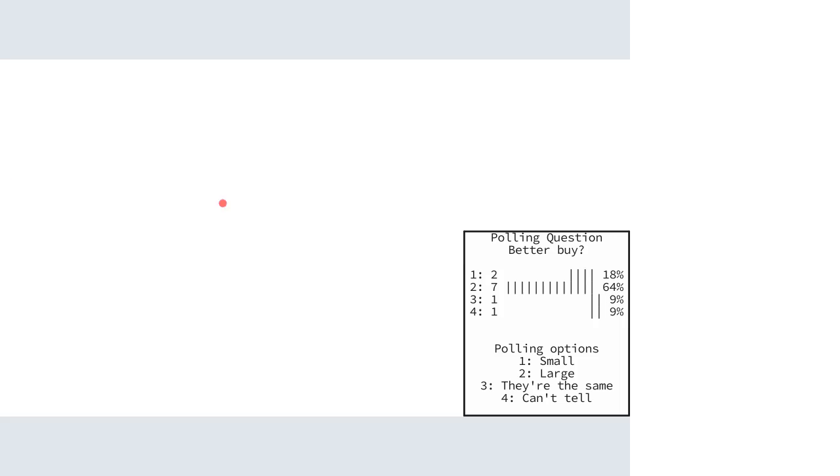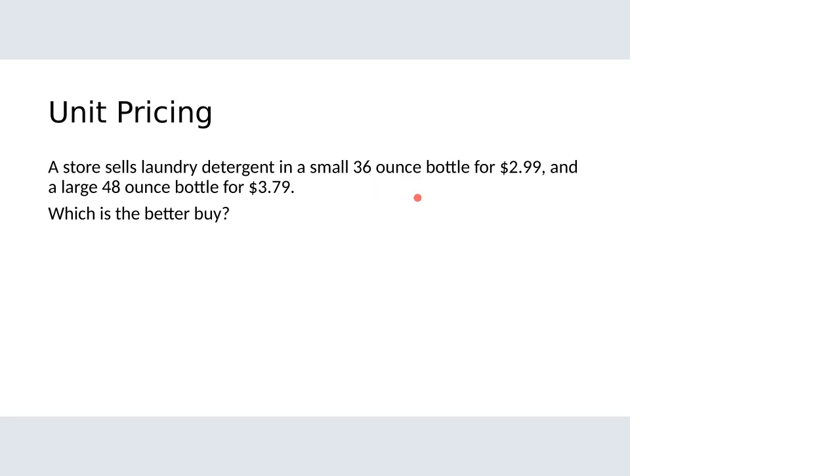Okay. Not unanimous, strong agreement, and interestingly, spread around over all the possible choices. That makes this one really interesting to me. Okay, so what most of you probably did, and if you did this a different way, that's okay, but I think what's most common here is to look for the unit price. In other words, what is the price per ounce?